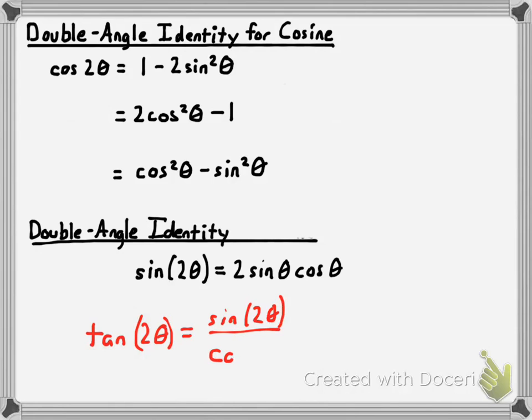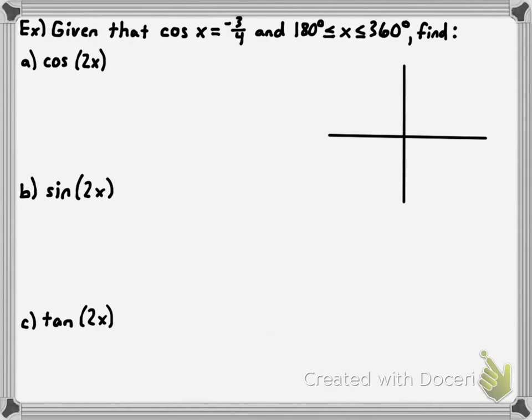So with those identities and formulas in hand, let's go ahead and see how we can calculate the trig values of double angles. These are very fun problems that we're about to embark on here. I want to read it for you, and I'll explain the premise of what we're trying to accomplish. Given that the cosine of x equals -3/4, and that 180 degrees is less than x is less than or equal to 360 degrees, we're going to calculate the values of cosine of 2x, sine of 2x, and the tangent of 2x.